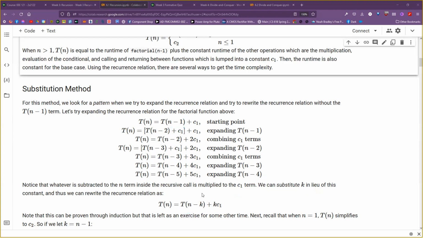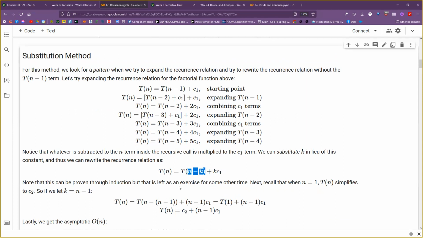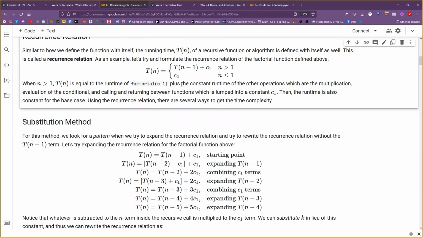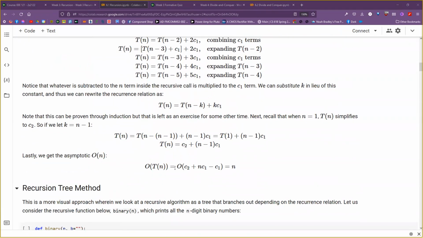So after doing that, we can find for a value of k such that yung nasa loob ng ating recursive call maging T of 1. Kasi di ba, si T of 1, defined siya as c2. So ito yung ating way para matanggal yung ating recursive call. So going from this one, we said k is equal to n minus 1.